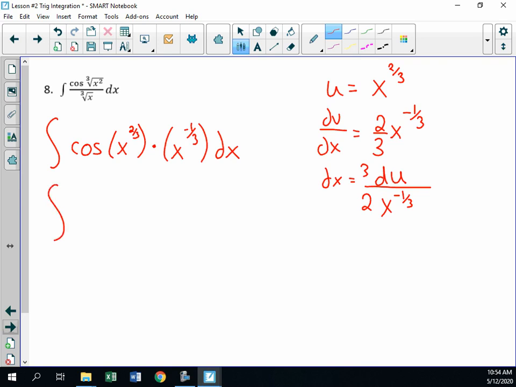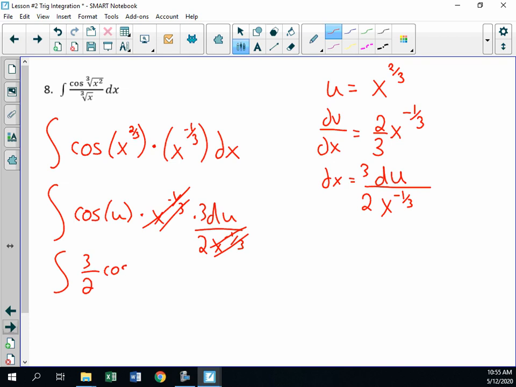And so when I put it into here, I have my 3 over 2 x to the power of negative 1/3 cos of x to the power of 2/3, sorry. I'll rewrite it the way it happened so it's less confusing: cos of u times my x to the power of negative 1/3 times du, which was 3 over 2 x to the power of negative 1/3. So you can see that this cancels this. We're left with 3 over 2 cos of u du.